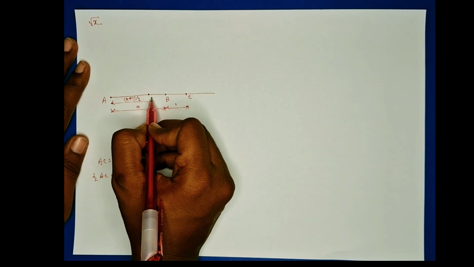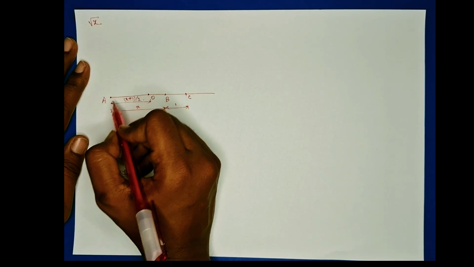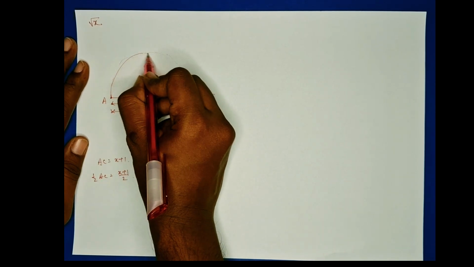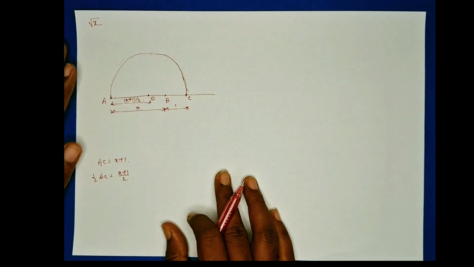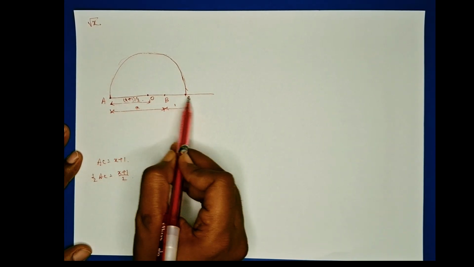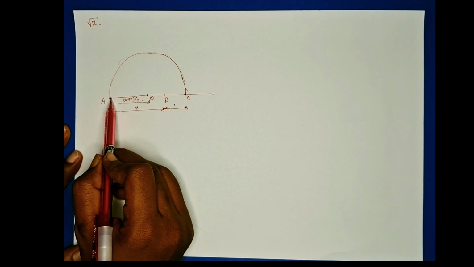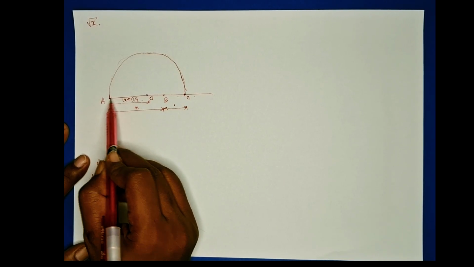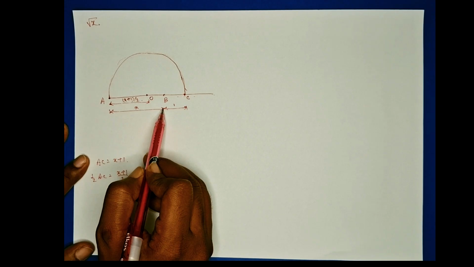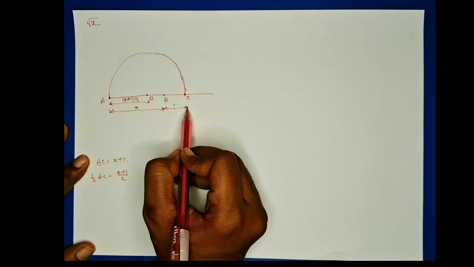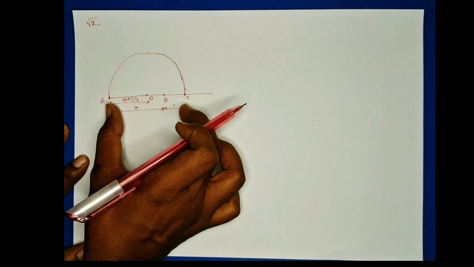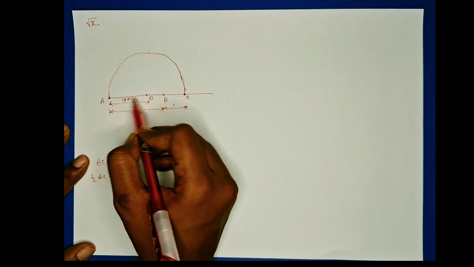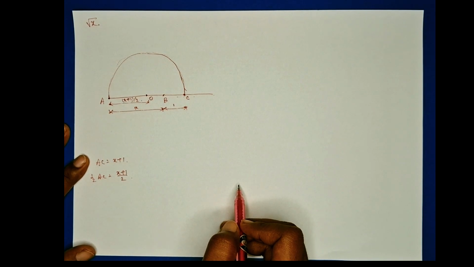Considering this point as center, I have to draw a semicircle. Do you get it? First, I have drawn a line, then I have taken the length x from A to B, this is x, then I have taken another 1 unit length up to point C, this is 1 unit. Then, considering AC as the diameter and O as the center, I have drawn a semicircle.